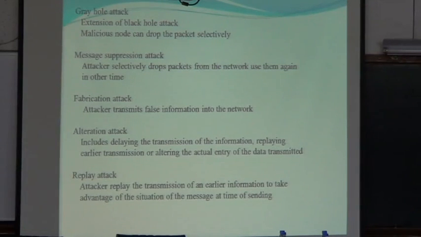Message suppression attack: the attacker simply receives a message and suppresses it. It doesn't send the message to the next node, and doesn't broadcast the message to the neighbors. Fabrication attack: the attacker transmits false information into the network. Alteration attack includes delaying the transmission of the information, replaying an earlier transmission, or altering the actual entry of the data transmitted.